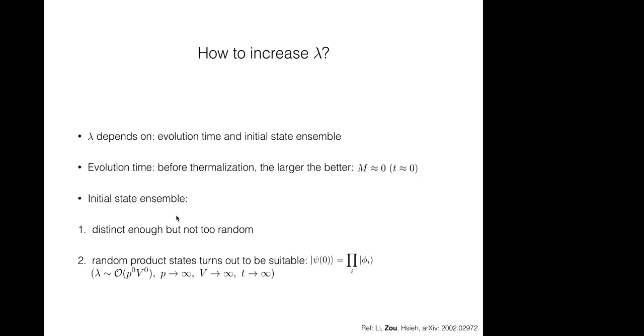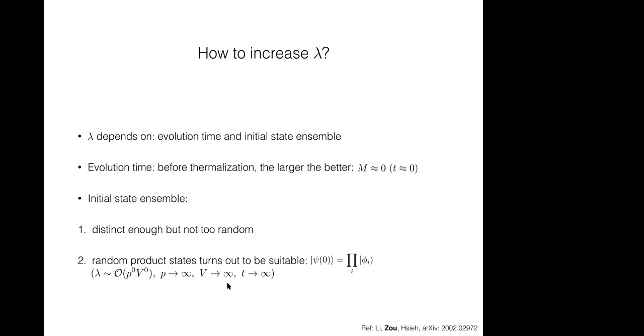As for the initial state ensemble, we want to take advantage of more and more states. So we want the states to be very distinct from each other, but it turns out it's also not too helpful to make the states too random. For example, if you just take a random state in the many body Hilbert space, it turns out lambda would be very small in that case. And a good choice of the initial state is a random product state, written here. So i labels a site, and phi_i is a state on site i. For this choice, you can show lambda will be a constant in such a limit.